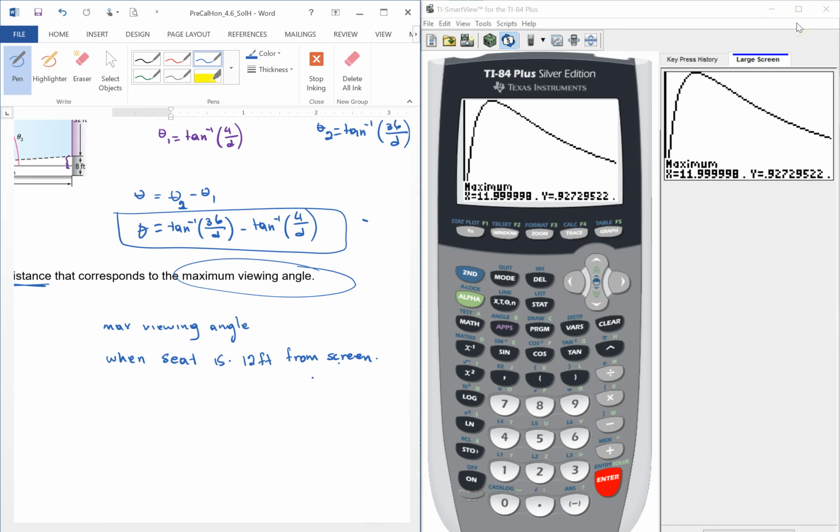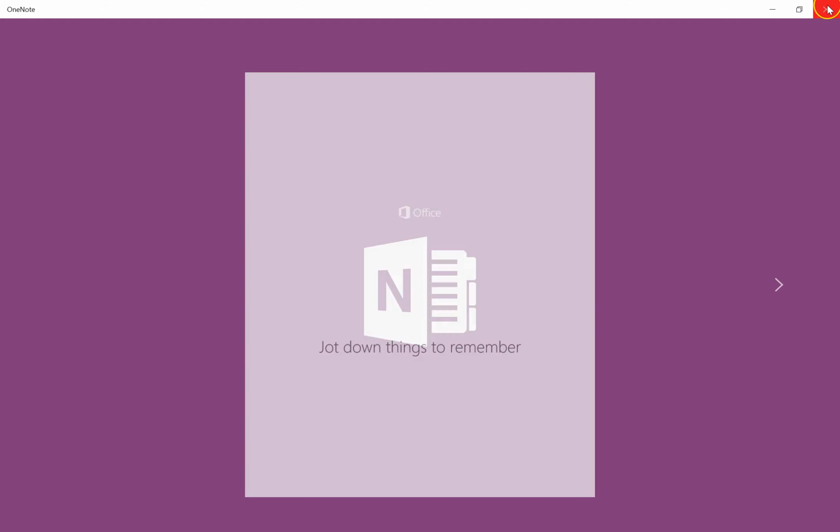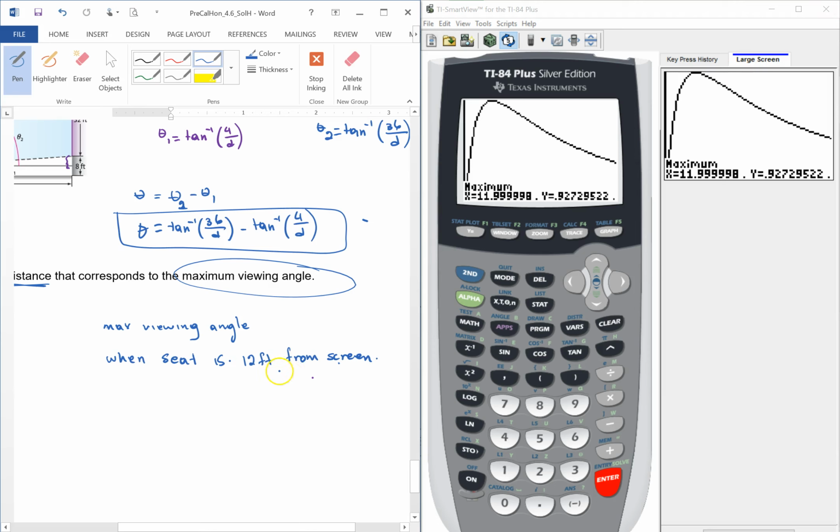If they ask for the maximum viewing angle, would you say 53 degrees? If it asks you for that, yes. Oh, you say. Okay.